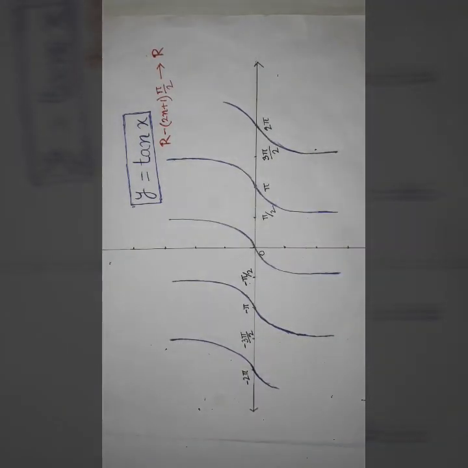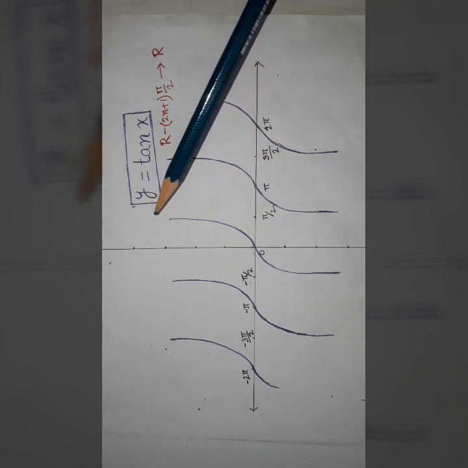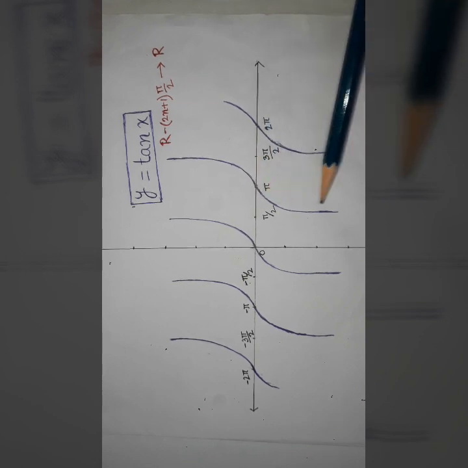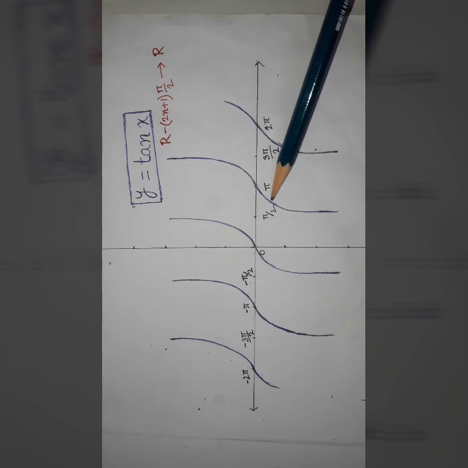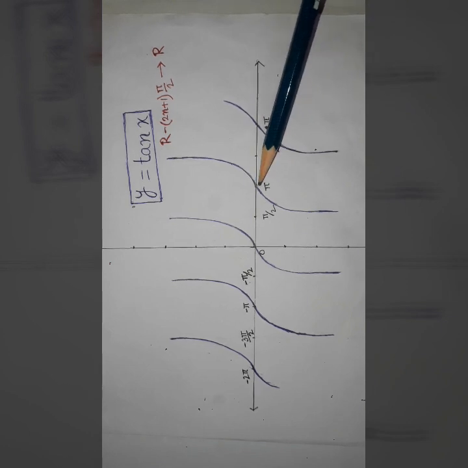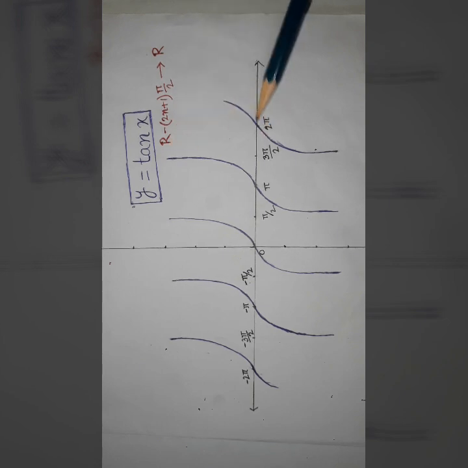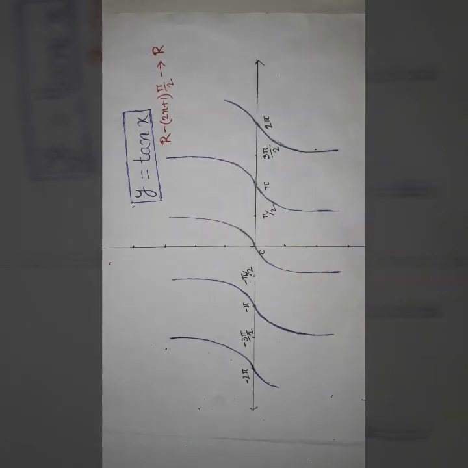Now the graph of tan x. You see tan 0 is 0, tan pi by 2 is infinite, that is increasing. Again in the second quadrant, pi by 2 to pi, it is minus infinite to 0. Again in the third quadrant 0 to infinite, then again in the fourth quadrant it is increasing from minus infinite to 0 in this way. And same in the negative direction of the x-axis.